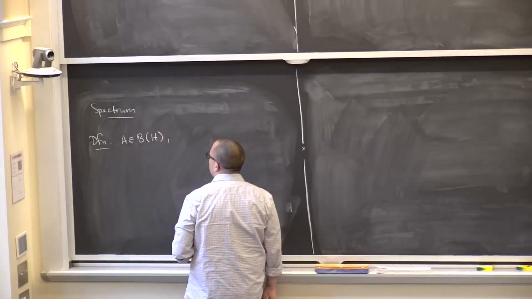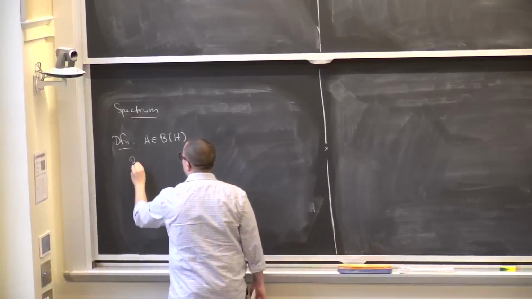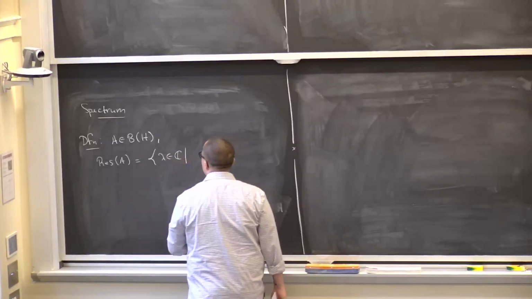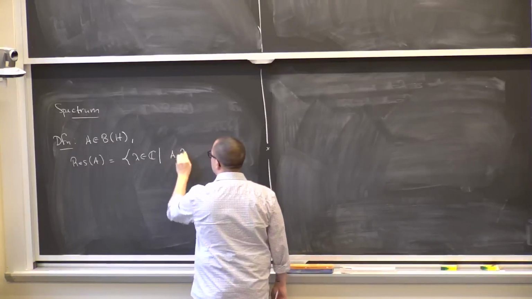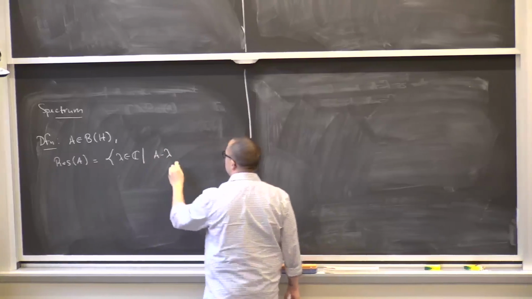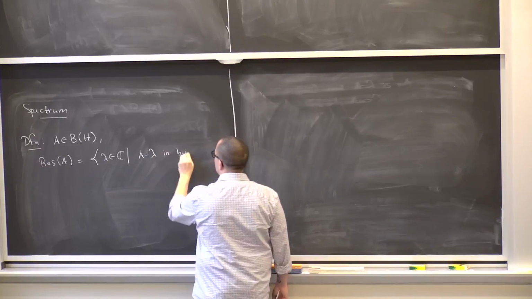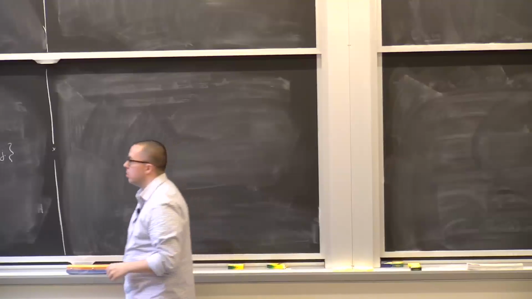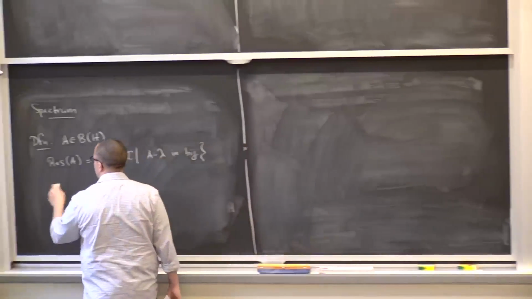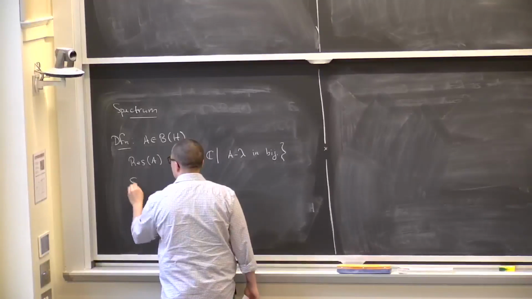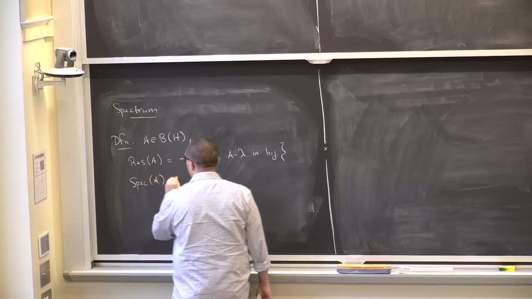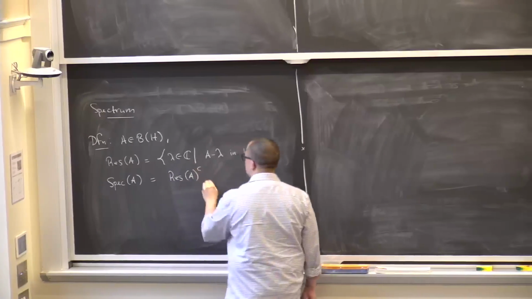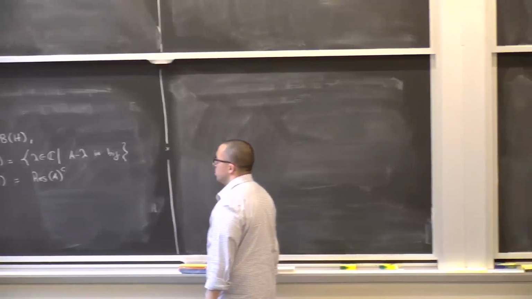if A is a bounded linear operator, then the resolvent set of A is the set of all lambdas, complex numbers, such that A minus lambda times the identity, which I write as A minus lambda, is bijective, meaning it's one-to-one and onto, which implies by the open mapping theorem that it has a bounded inverse, or is equivalent to it having a bounded inverse. And the spectrum of A was the complement of the resolvent set within the set of complex numbers.